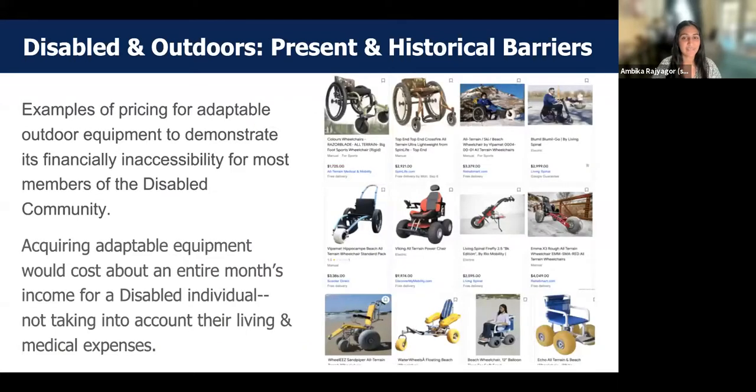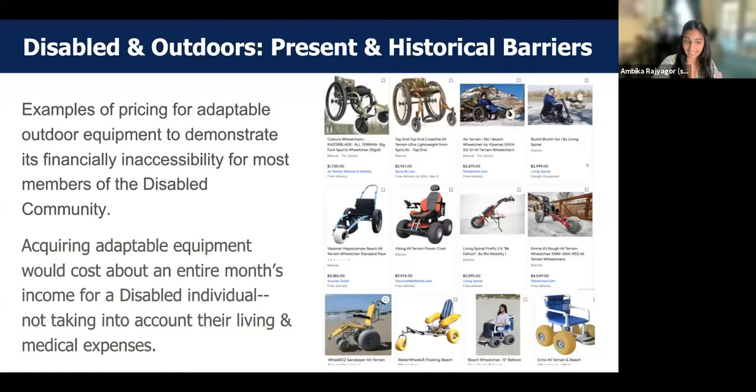Thank you. The images on your right are a simple Google search. All I did was Google trail wheelchair and look up the prices for that. That's a screenshot. On the bottom, that is when I Googled beach wheelchair and looked up the prices for that. And that's what we see there. So we see the average price around $2,000 to $3,000.